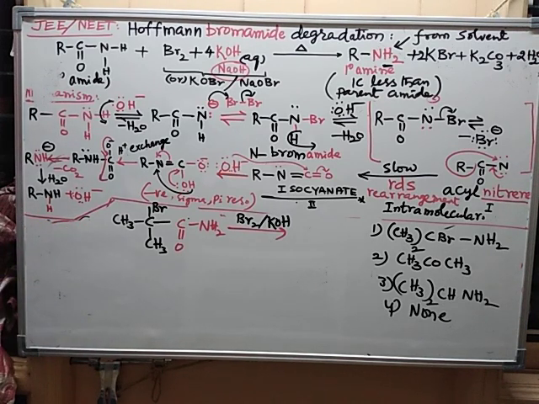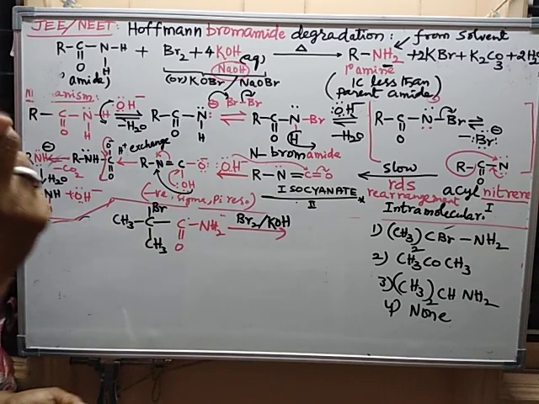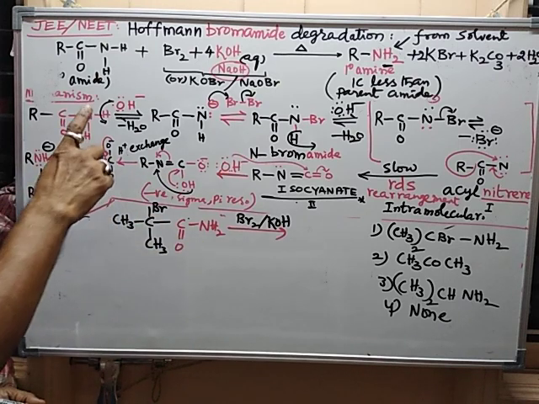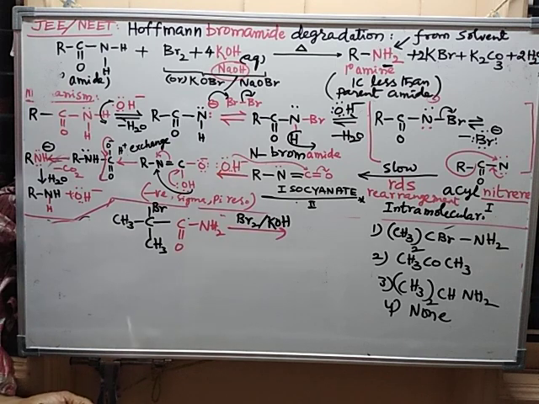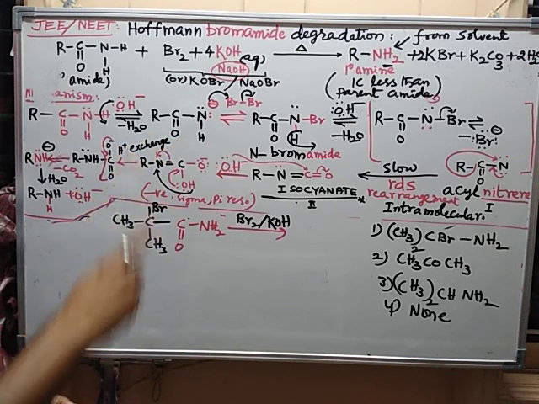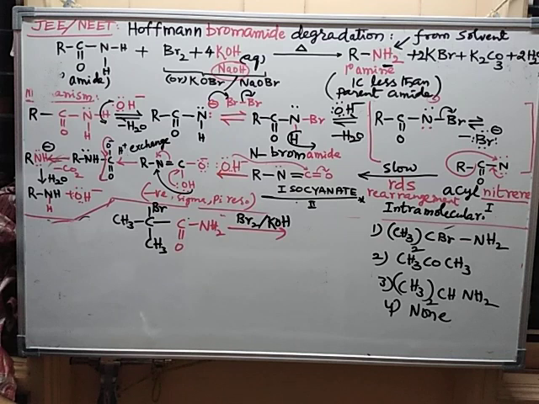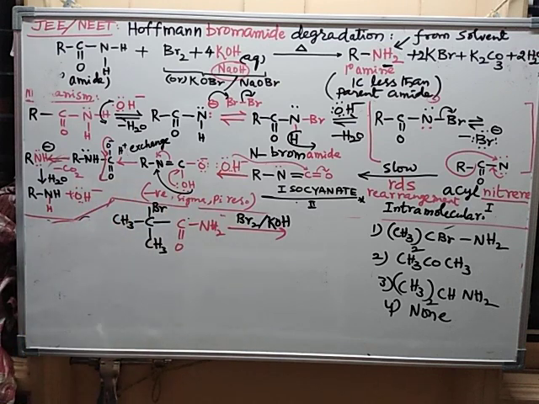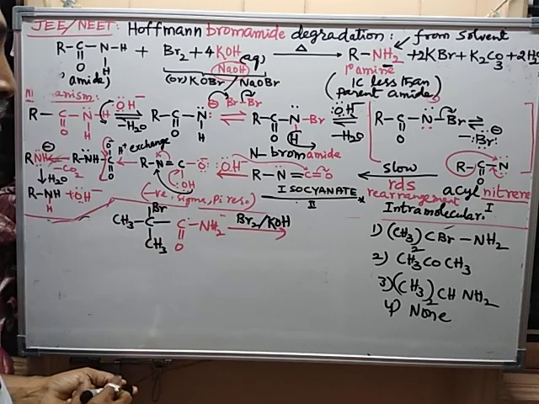Better to utilize your leisure time and interact with these videos. Any questions, better to comment. One student commented in the previous case regarding Gabriel phthalimide synthesis, that is a nucleophilic substitution between N-bromophthalimide and N-alkyl phthalimide. In that case, a nucleophilic substitution is explained. You just go through that one.